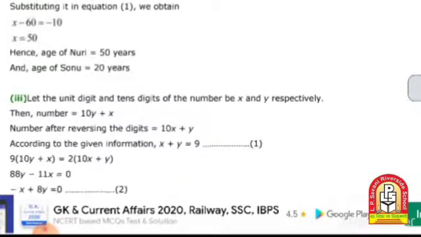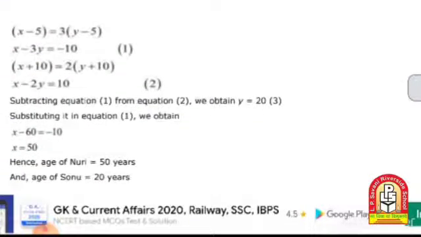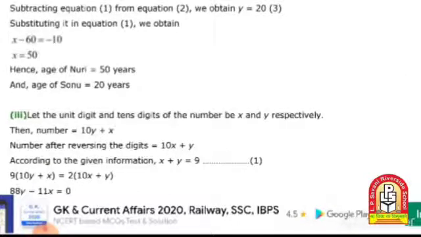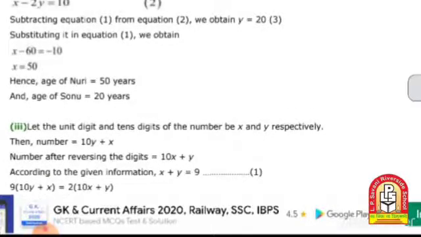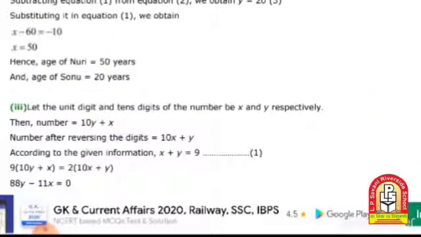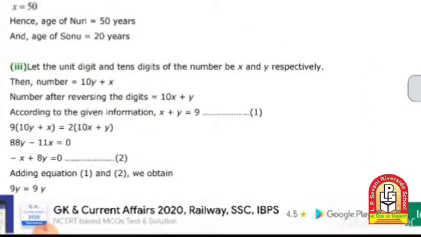How to make the equation, I am going to teach you in the next Zoom classes. And for the second, here there are two equations which we got: x minus 3y is equal to minus 10 and x minus 2y is equal to 10. Then after, we have to find the value of x is equal to 50 and y is equal to 20 years.